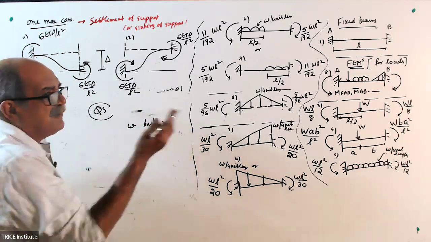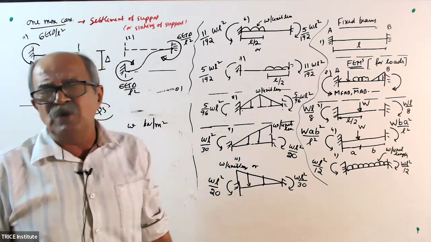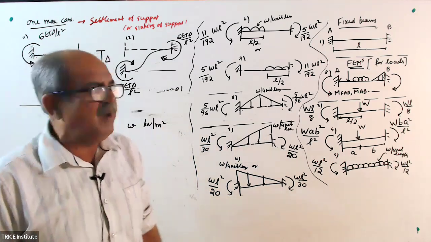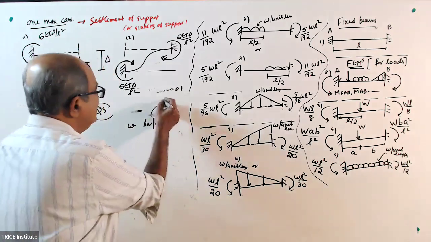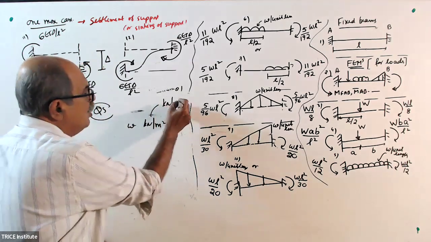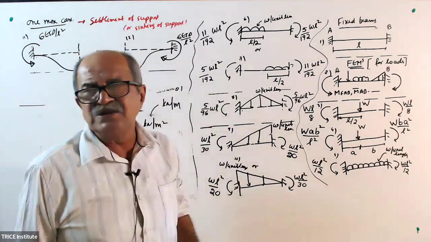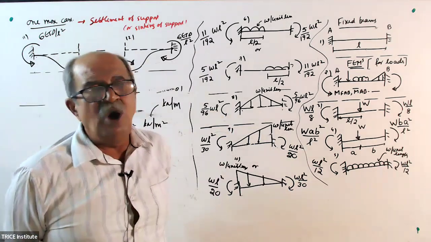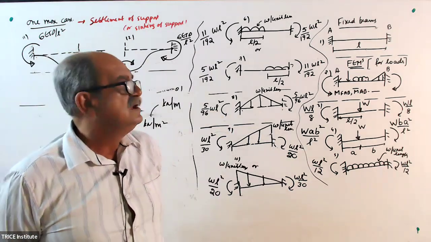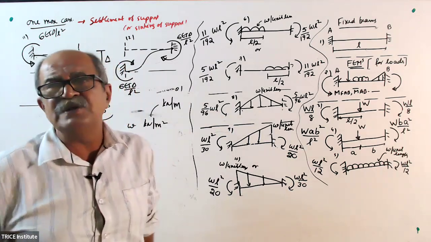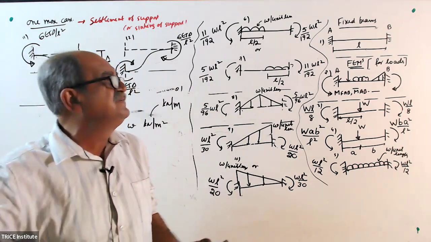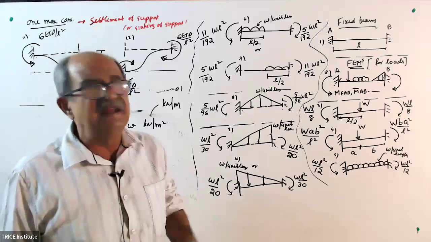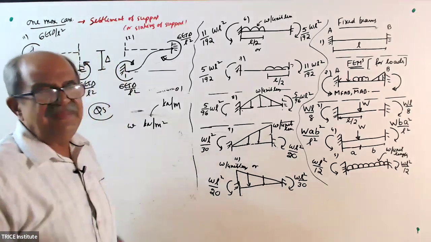I don't know where that person is. W is not in kilonewton per meter square. It is kilonewton per meter. Such common sense is not there. For a beam, load is per length; kilonewton per meter square is for slab. That load comes for surface area, when area is considered. For a beam, length is considered. Anyway, nothing can be done.